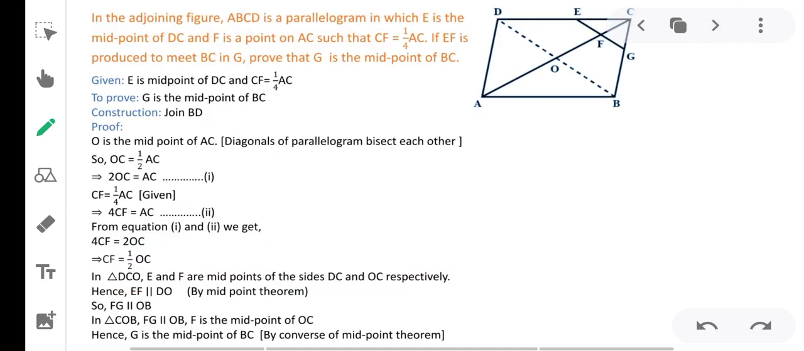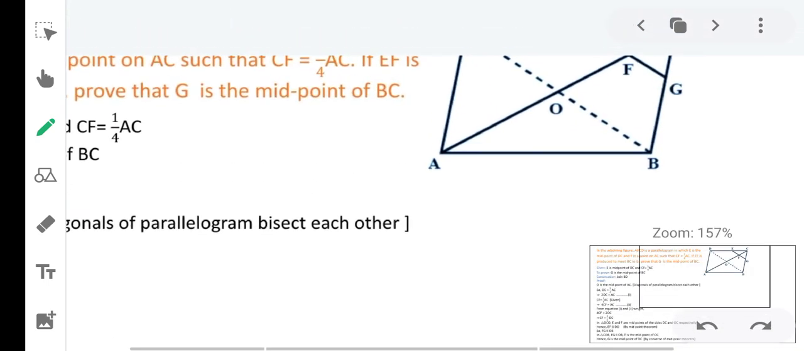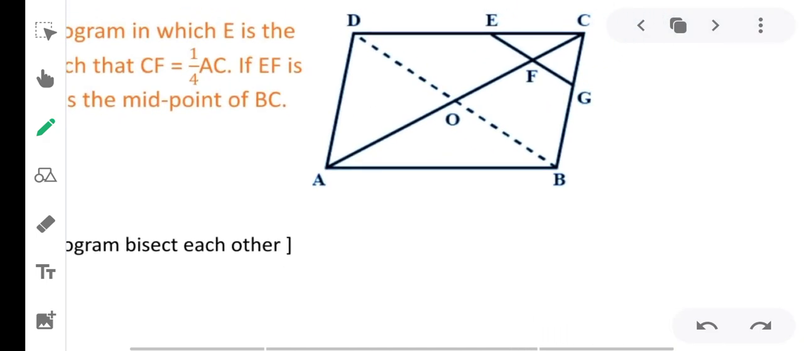Next, in the adjoining figure, ABCD is a parallelogram in which E is the midpoint of DC, and F is a point on AC such that CF equal to 1 by 4 of AC.